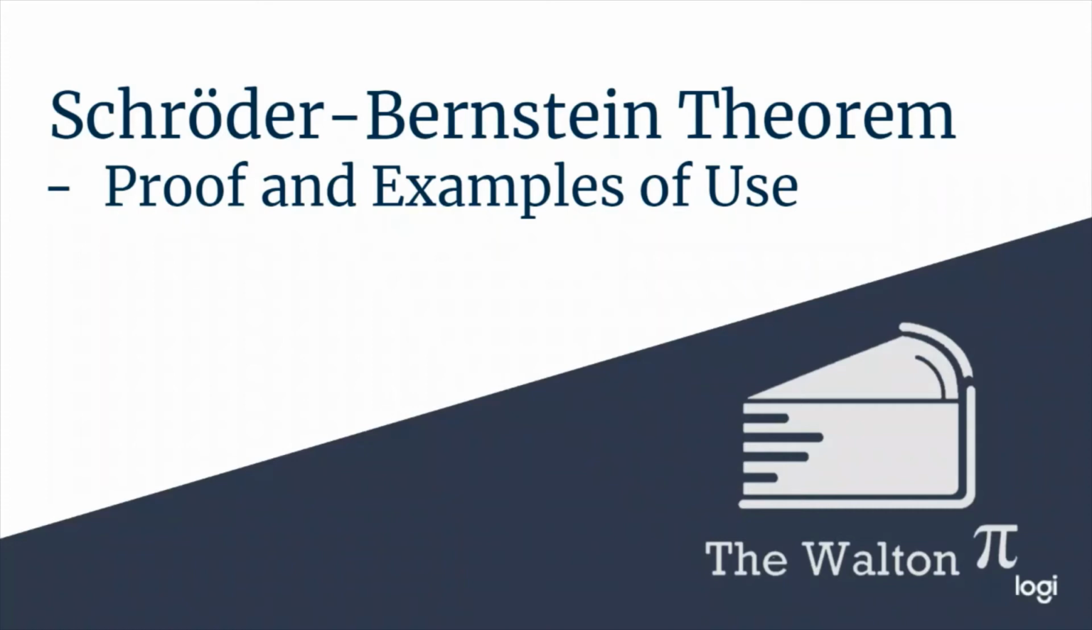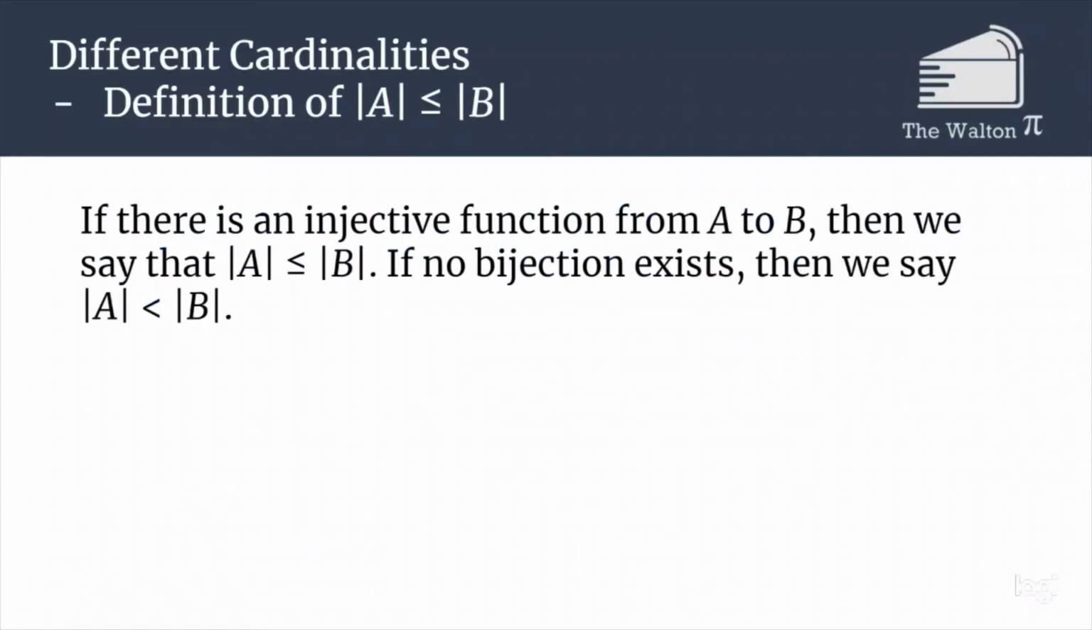Today we are going to be talking about the Schröder-Bernstein Theorem. We're going to talk about what it is, go through the proof, and then go through an example of how we can use it. So to start off, let's define what it means for the cardinality of a set A to be less than or equal to the cardinality of a set B. We say if there is an injective function from A to B, then the cardinality of A is less than or equal to B.